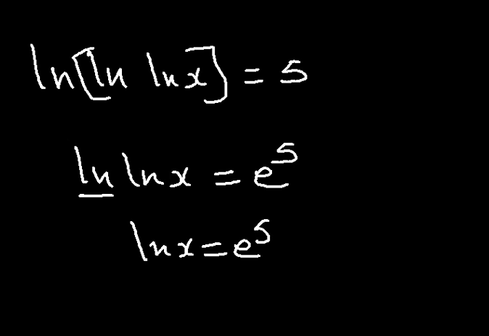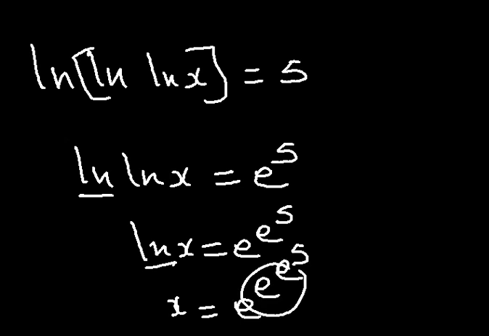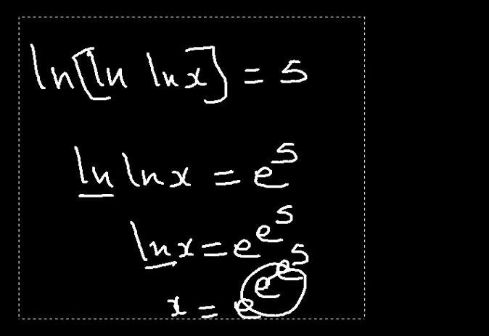Then we delete the other ln, and we'll have x equal to e to the power e to the power 5. So this is the solution you should get.